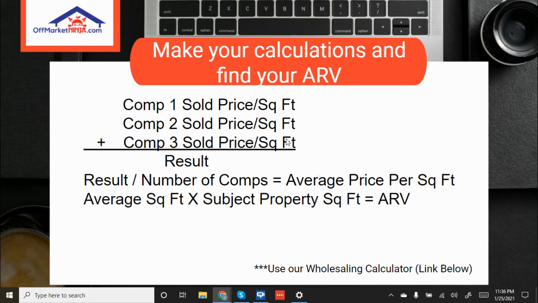So anyway, that's the calculation right here. I'm gonna leave it up there for a little bit if you guys want to copy it. But that's the calculation. Comp one, sold price divided into the square footage of comp one, and then comp two, sold price divided into square footage of comp two, and then so on and so forth. Then you get a result. You add that up, and the result is divided into the number of comps, 1, 2, 3. If you have four, 1, 2, 3, 4, it actually will get a better average if you have four. If you have five, and so on and so forth. But I'd say at least three. All right, then the average square footage, you times that by the subject property square footage, it gives you the ARV. That's your formula to get the ARV after you find your comps.